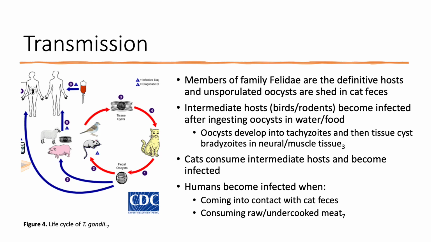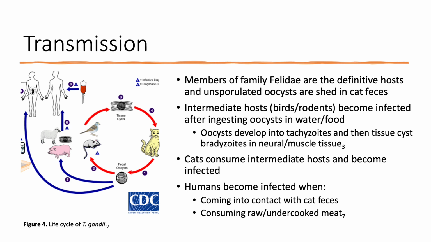Now we will be talking about transmission of Toxoplasma gondii into humans. So members of family Felidae are the definitive hosts for this parasite, and members of family Felidae would be any type of cat. In this particular instance though, for this specific parasite, the definitive hosts are usually domestic cats. Unsporulated oocysts are shed in the cat feces, and intermediate hosts become infected after they ingest these oocysts that have been shed. These oocysts are generally going to be in their water, in their food, anything they will encounter in the environment. And these intermediate hosts are birds and rodents.